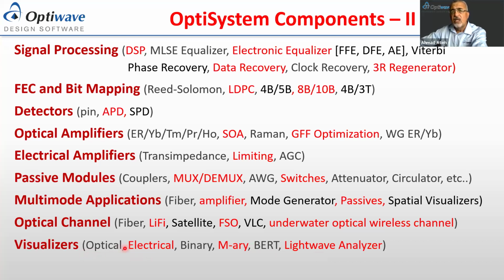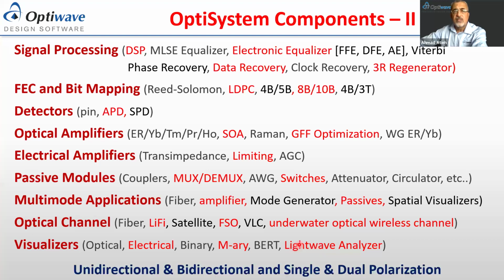Visualizers, as I mentioned, there is optical, electrical, binary, memory. There are other test sets which you can use in OptiSystem, like BERT, bit error rate test sets, and also lightwave analyzers and network analyzers. All these components, or not all, most of these components can be used in a unidirectional or a bidirectional way. So you can transmit the signal west to east and or east to west, depending on the application. And also we allow single polarization or dual polarization simulation in our software.